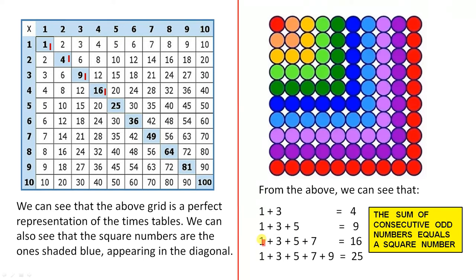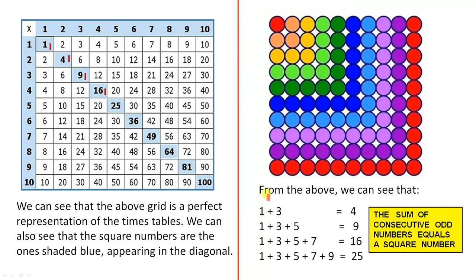The next square number is 1 plus 3 plus 5 plus 7. The reds, the 3 oranges, 5 yellows, and the 7 light greens. And that gives us 16. And the next one is 1 plus 3 plus 5 plus 7 plus 9. When you see that pattern, you can see that the sum of consecutive odd numbers equals a square number. Isn't that a very interesting rule?